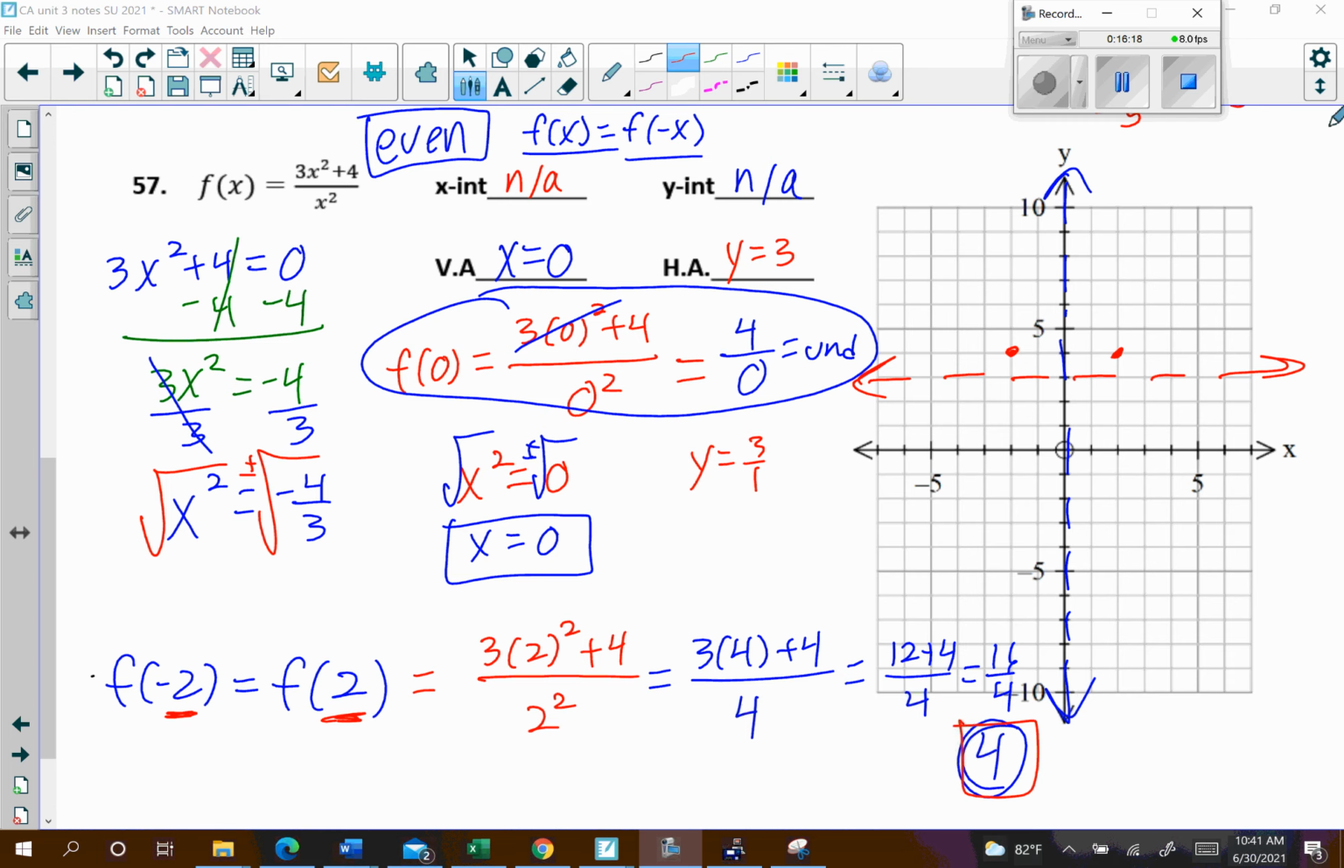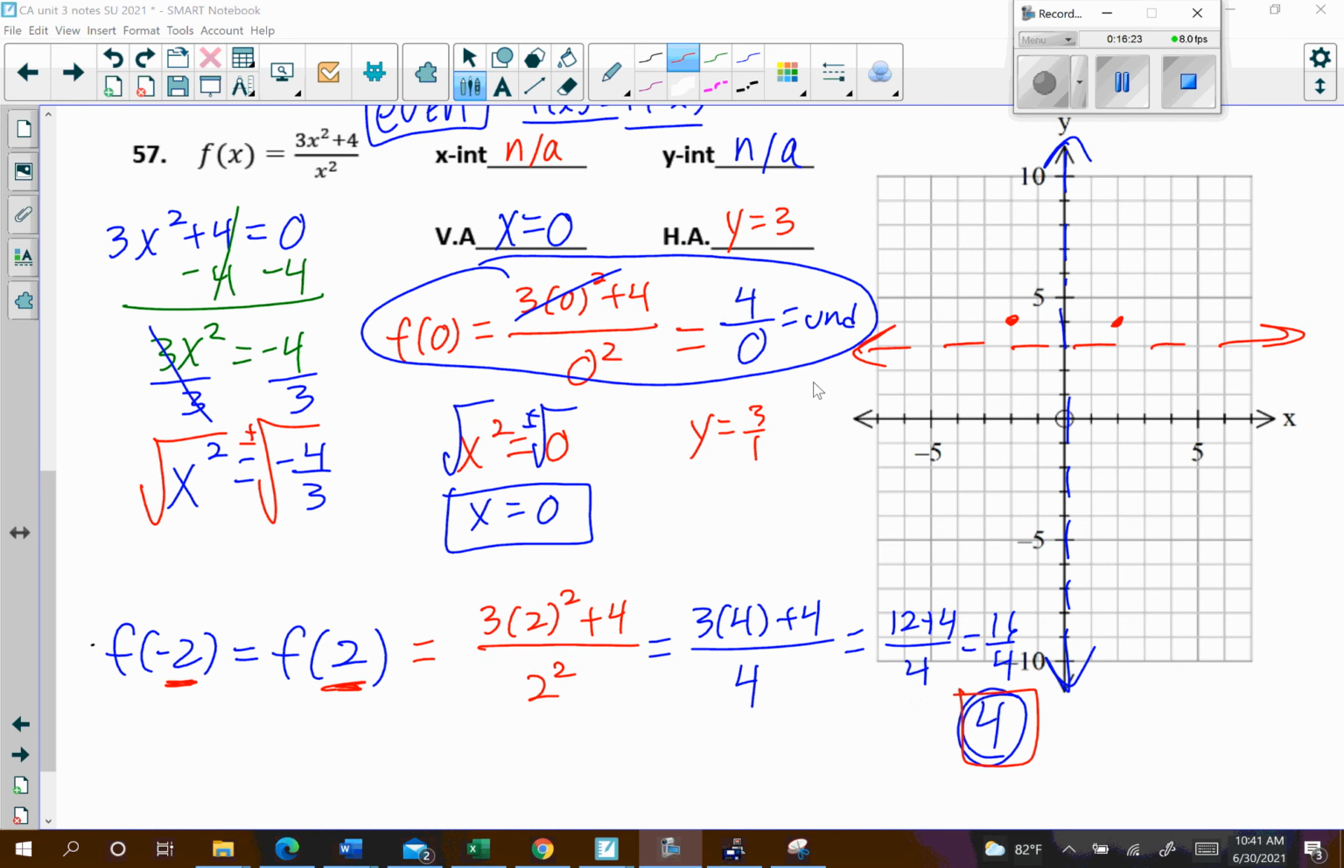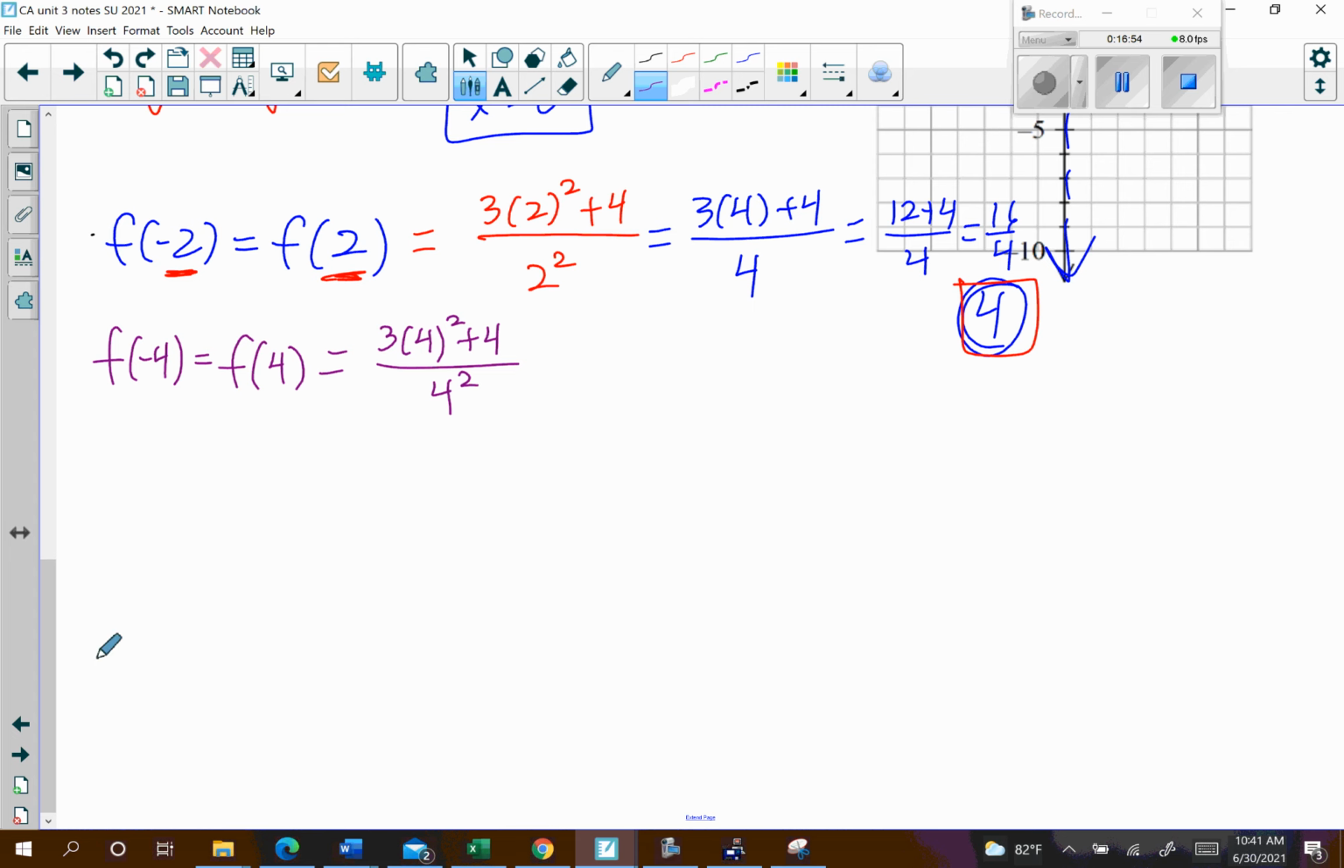All right, let's try 4 now. That will be a good example to see how sometimes it can get a little messy and you just have to be careful simplifying. Just to remember, it's an even function, so f of -4 is the same thing as f of +4. It doesn't matter if I plug in 4 or -4, I'm going to get the same result. So let me write this down and then I'll scroll so we can see this a little better. So, 3 times 4 squared plus 4 all over 4 squared.